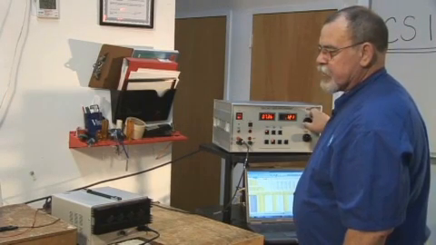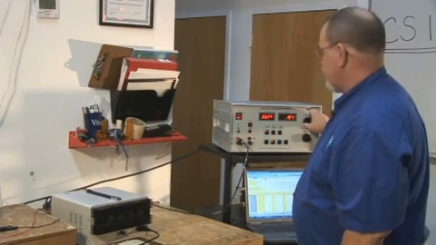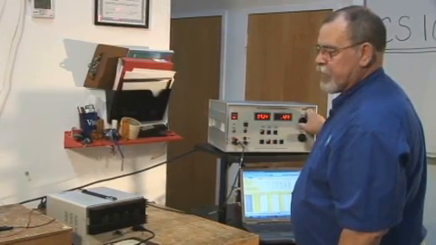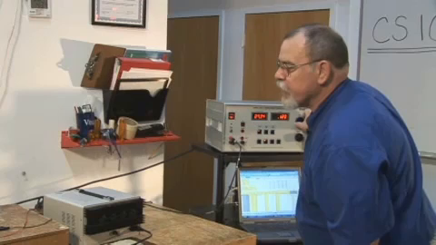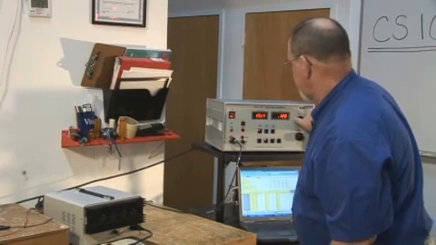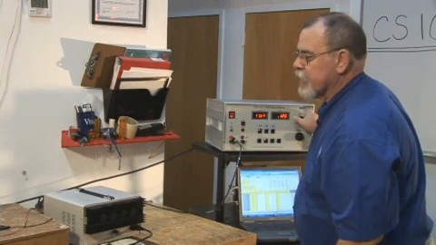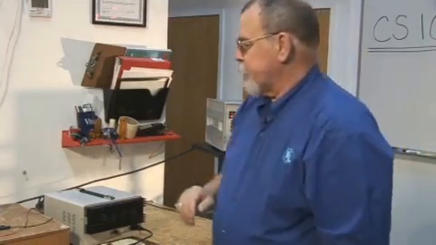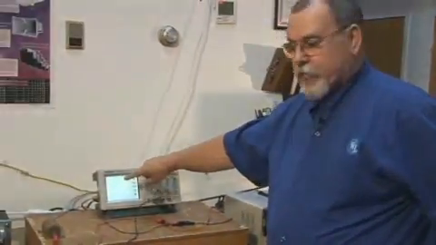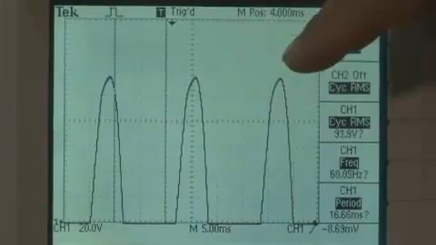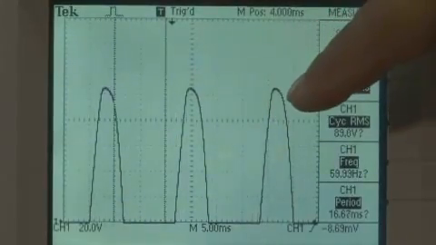But I don't want to exceed my 13.9 volts from the voltmeter. At this point, I can see that the waveform is varying 17.8 from its low point to the high point.